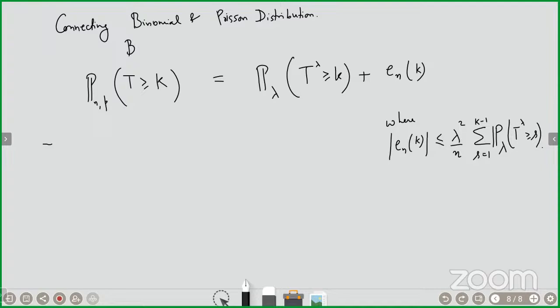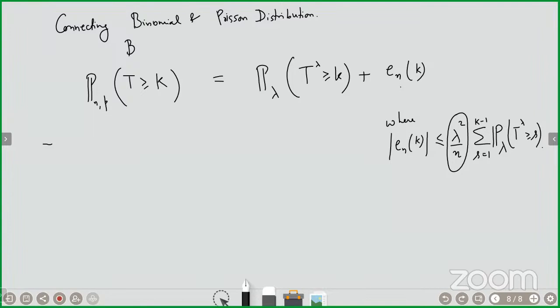Is it clear what's going on? They're almost equal, except for this error term. Now the error term goes down as one by n. Remember the coupling result: we were able to find a coupling between Poisson random variable and binomial random variable, where the probability that they don't match was at most lambda square by n. That is precisely the transfer.